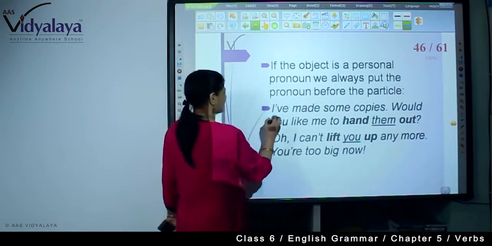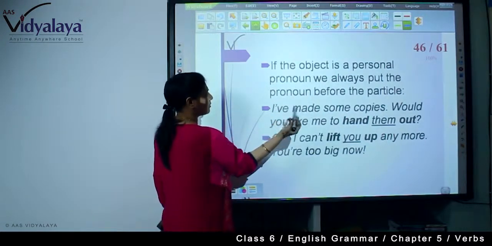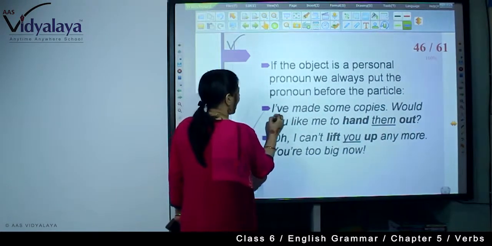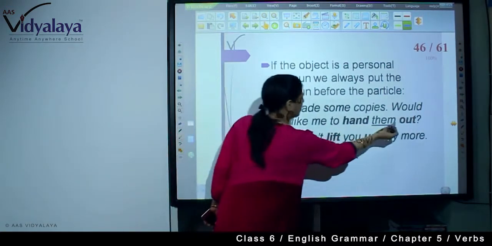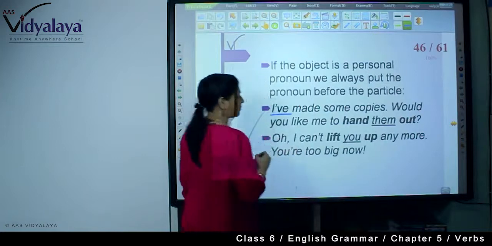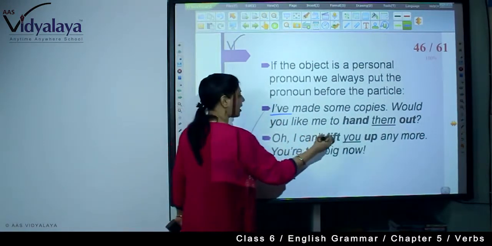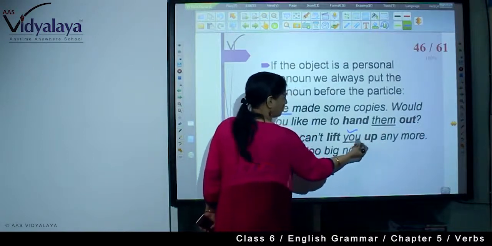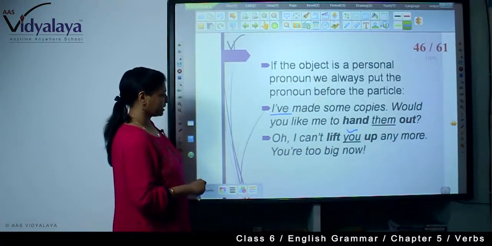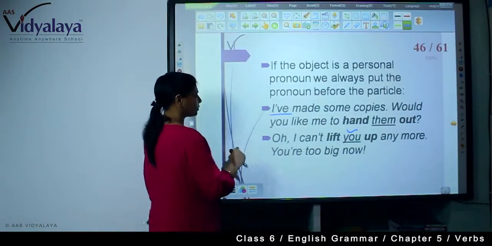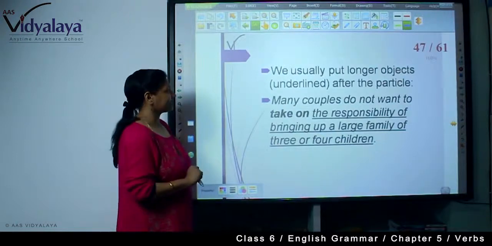"I have made some copies." See, we always put the pronoun before the particles. "Would you like me to hand them out?" Before this, we have put the pronoun. "Oh, I can't lift you up anymore." You is before the particles, that is, prepositional particles. "You are too big now." So in this way we arrange the sentences.